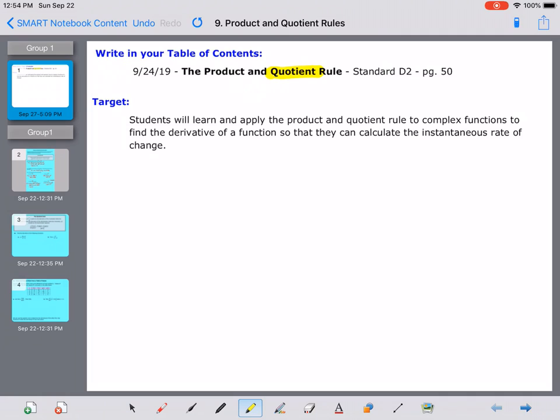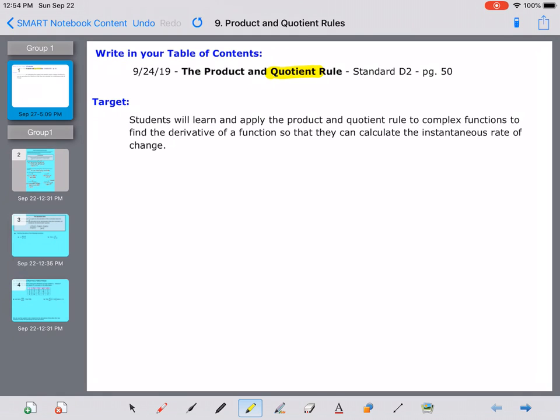The target for today is students will learn and apply the quotient rule to complex functions to find the derivative of a function so that they can calculate the instantaneous rate of change. Always keep in mind that anytime we're taking the derivative, we're finding that unique slope formula to the function that we're deriving. And of course, that's going to be used to find that idea of instantaneous rate of change at a single moment, at one point.